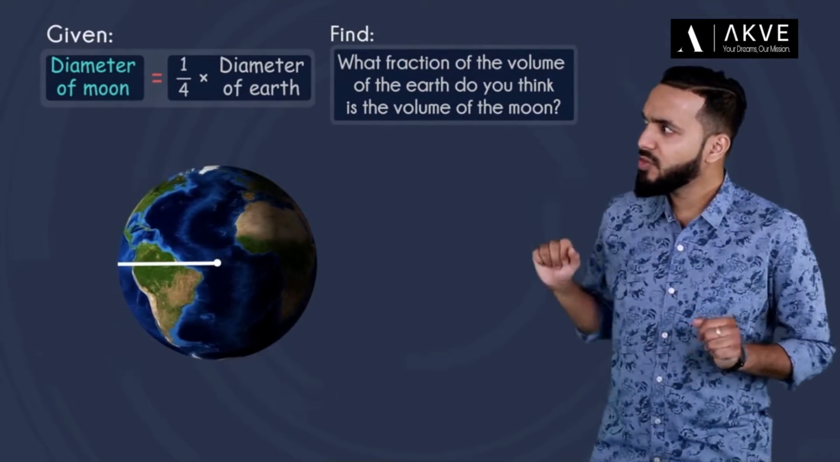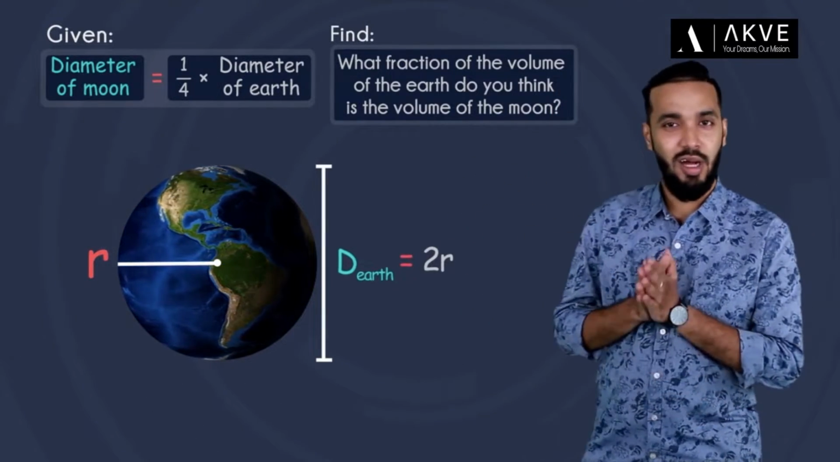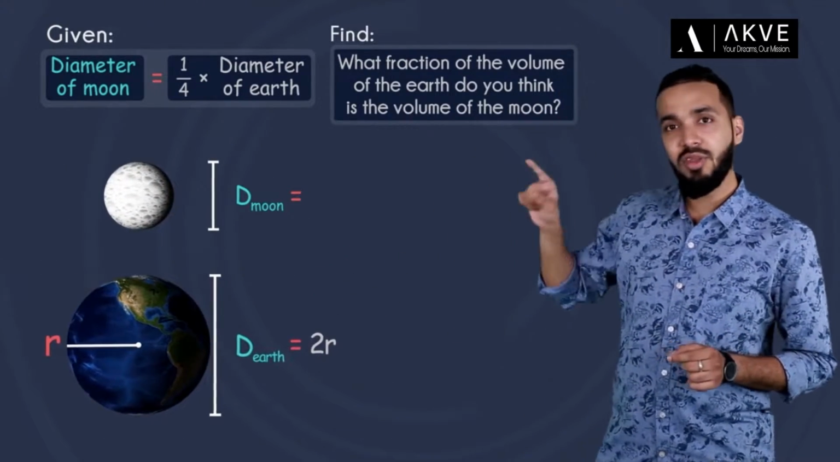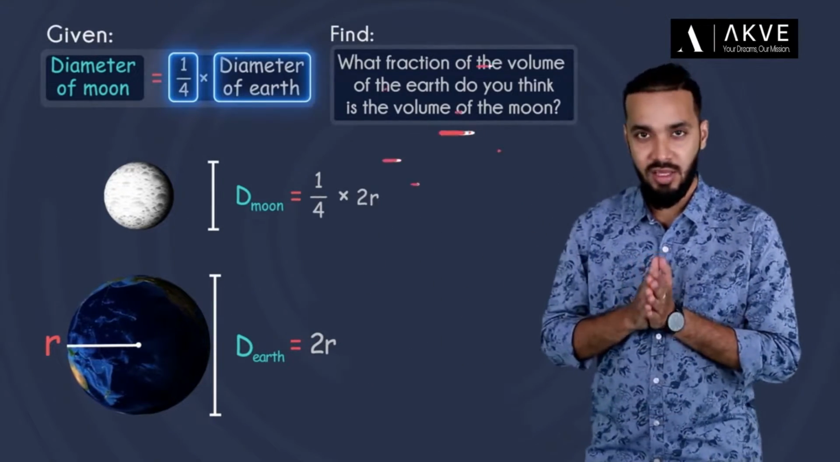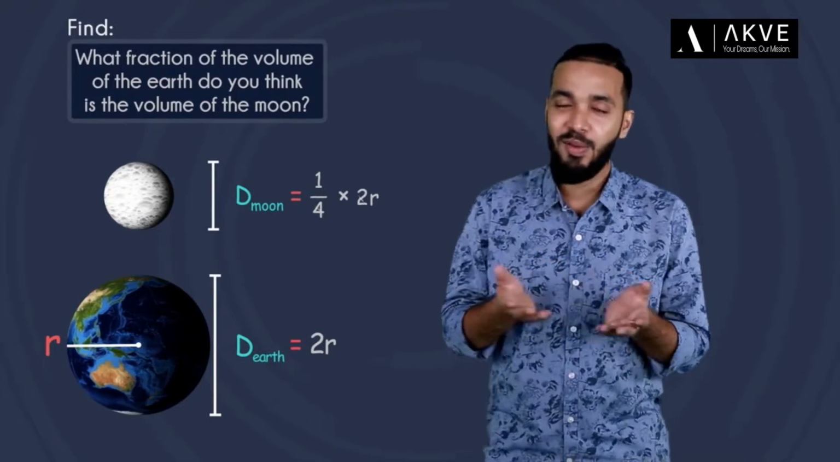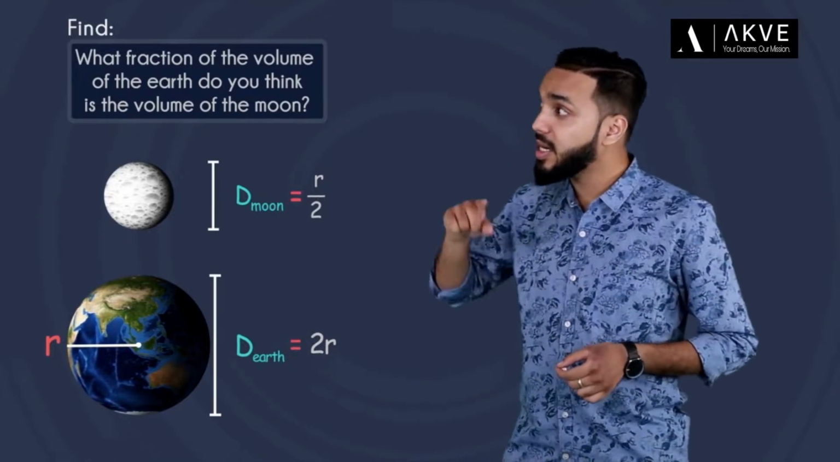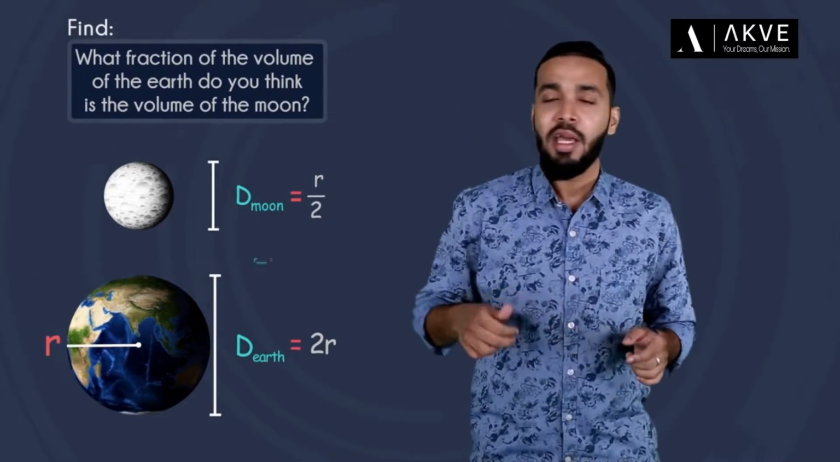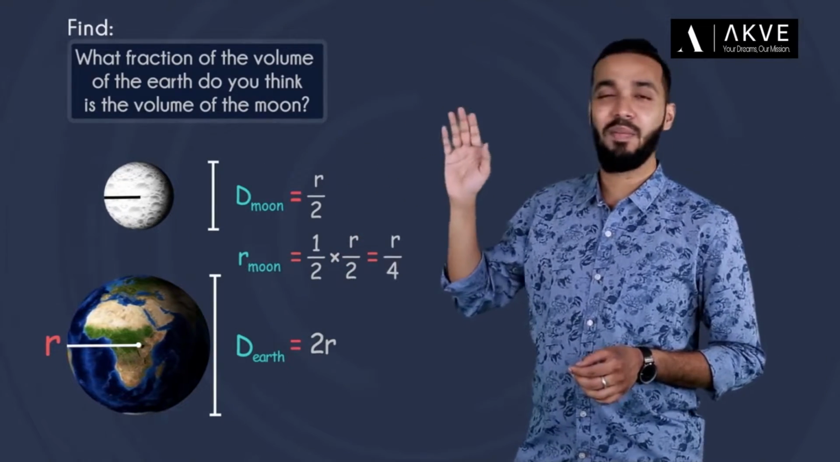Say the radius of the earth is r. Then its diameter would just be 2r. Now, the diameter of the moon is approximately 1/4 of the diameter of the earth, which means it is 1 by 4 into 2r, which just simplifies to r by 2. Now, since the diameter of the moon is r by 2, its radius would be half of r by 2, which means r by 4.